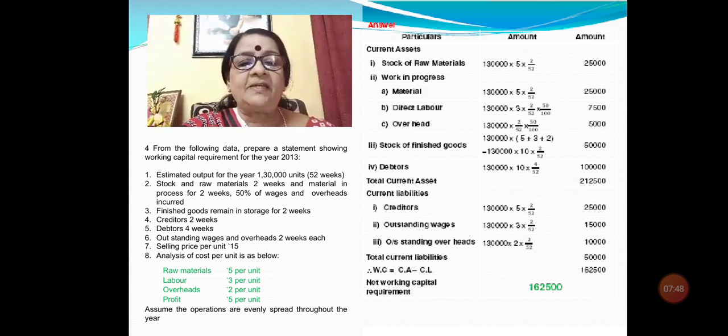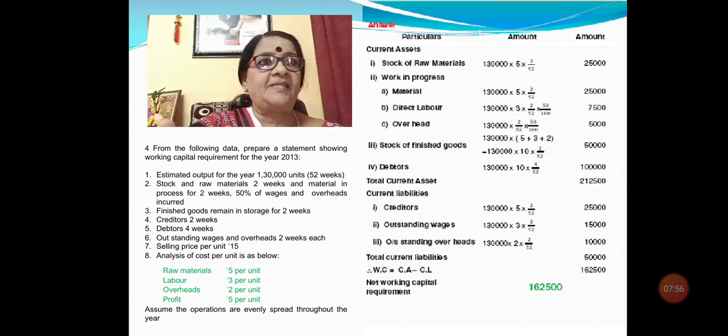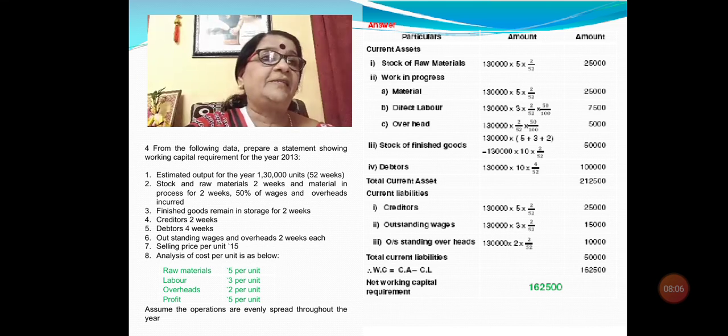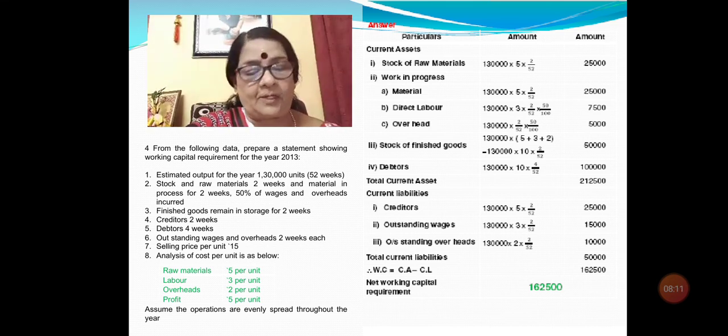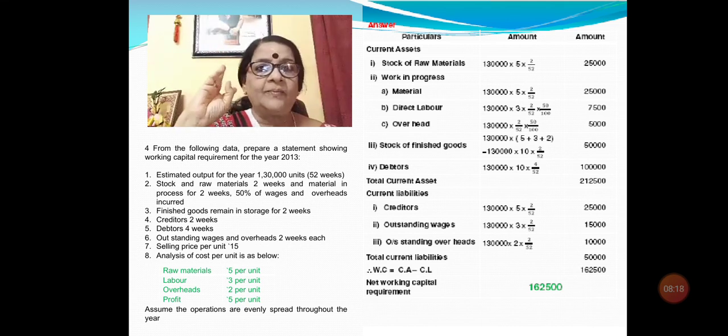Now outstanding wages and overheads, 2 weeks each. So the outstanding wages: 1,30,000 into 3 is the wages, into 2 weeks, 2 by 52. Labor is 1,20,000 into... and 1,30,000 into overheads is 2, that is also 2 weeks, 2 by 52. So 3 items are there. Creditors are calculated on material cost, and labor and overheads on their separate costs. So we got the total current liabilities.